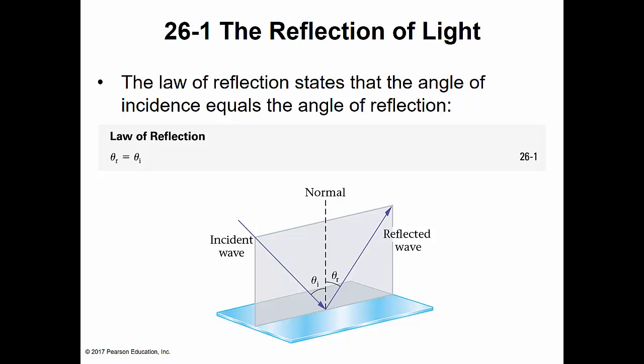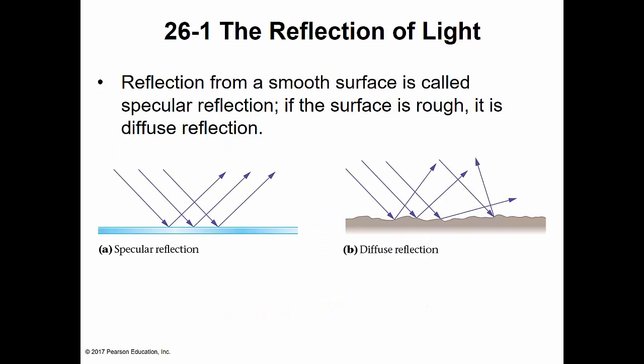According to the law of reflection, when that wave bounces up, if you measure the angle between the normal and the reflected wave, theta R, the angle of reflection, will always be equal to the angle of incidence. However, reflection can be specular or it can be diffuse.